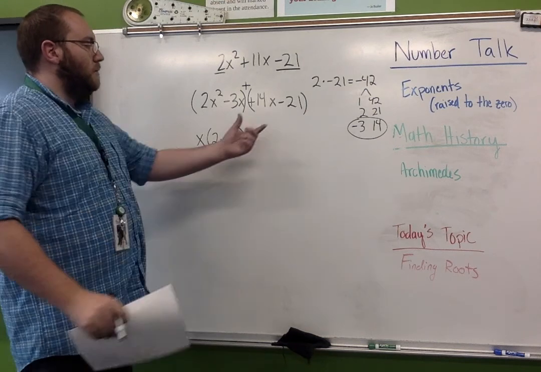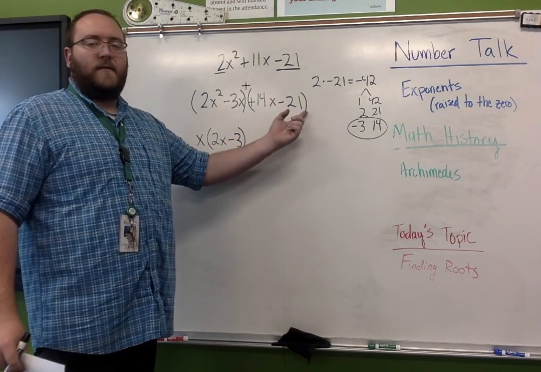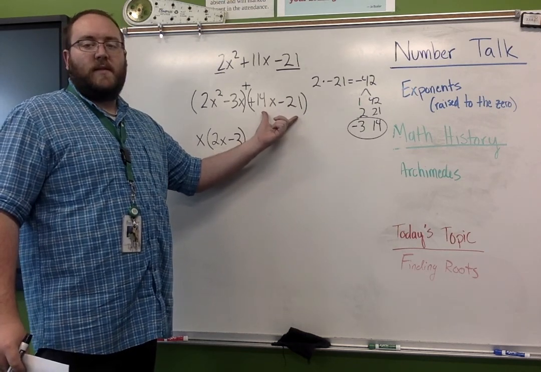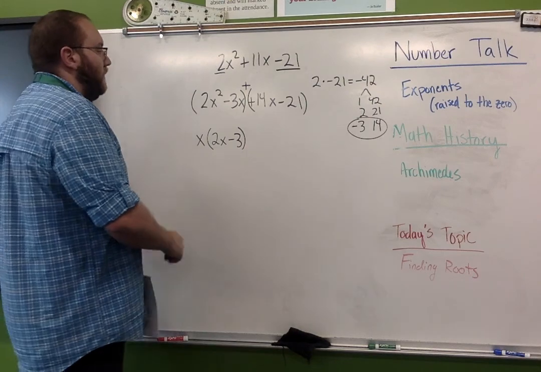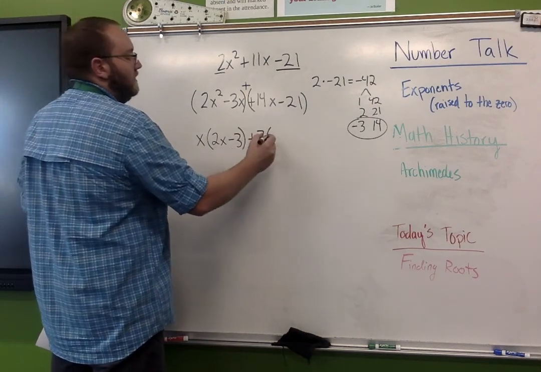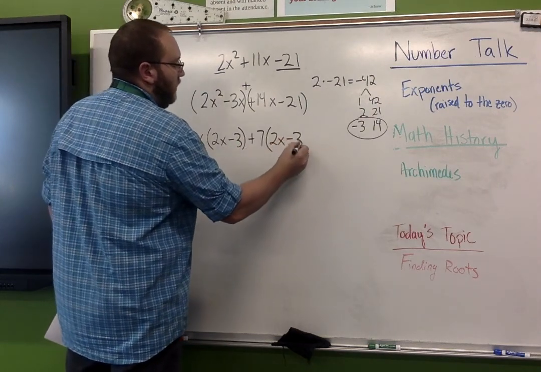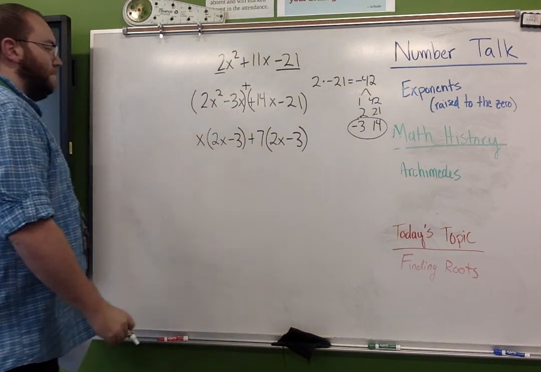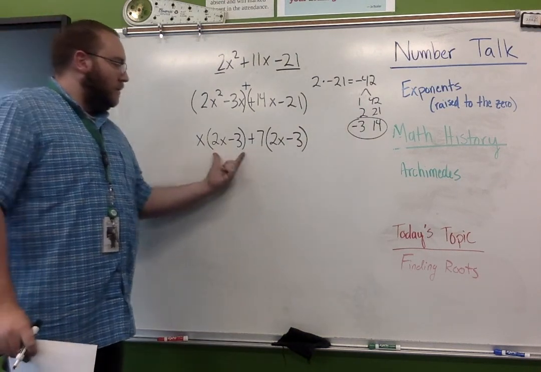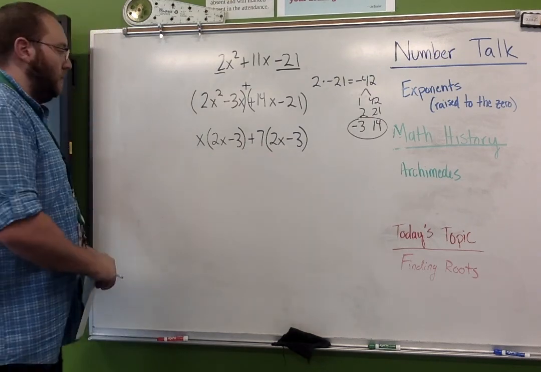Now here, once again, there's not a common x because negative 21 doesn't have an x. But 14 and 21 are divisible by 7, so that's a common factor. So plus 7, 14 divided by 7 is 2. Negative 21 divided by 7 is minus 3. Okay, this is step 5. So these are identical. What's in the parentheses are identical. That means I'm doing something right.